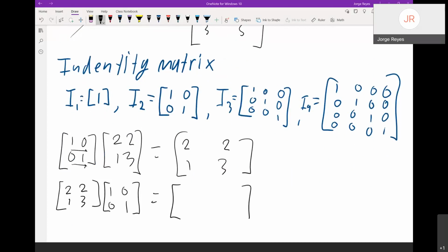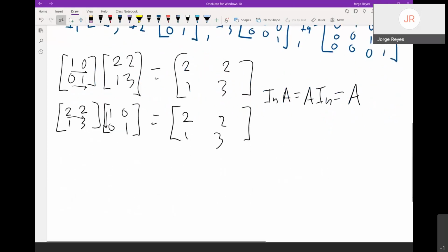If you check this one, going row by column now, you will see it is the same. So the identity matrix times a matrix is the same thing as the same matrix times the identity matrix, which is just A. The identity matrix is one of the few elements that do commute. It does not matter which direction you multiply the identity matrix because nothing should happen.